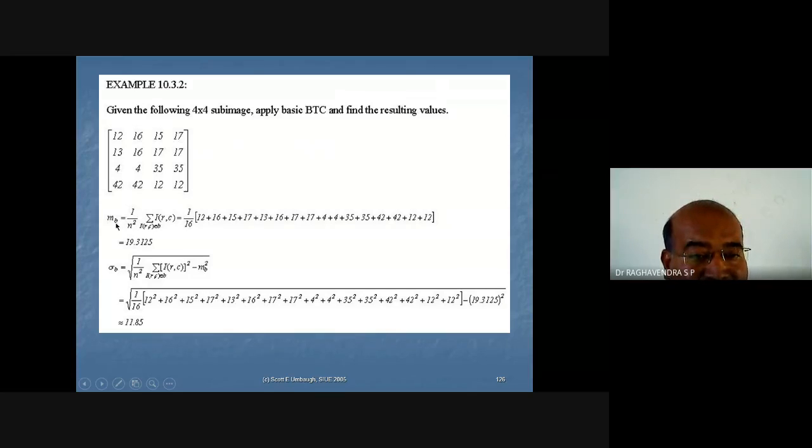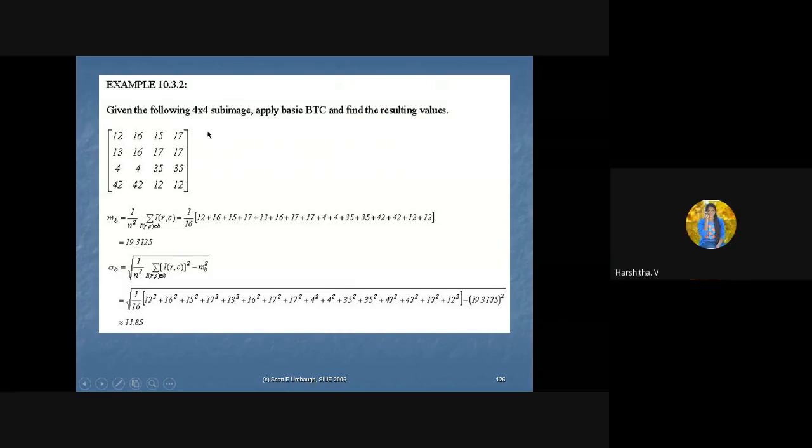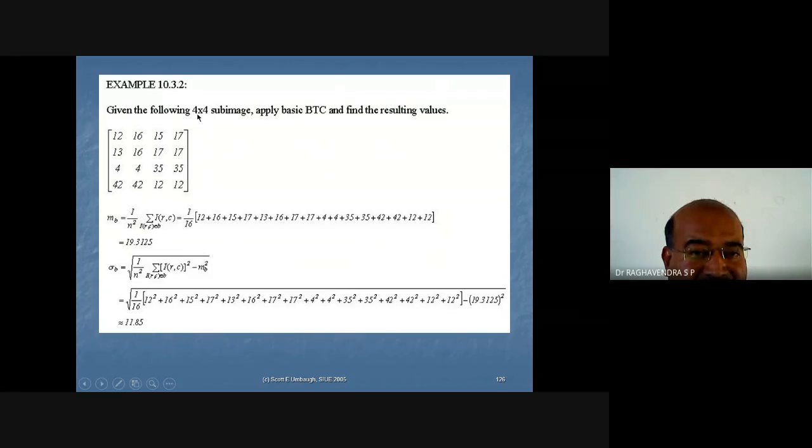So what is the formula for the mean? MB, the block mean, is equal to 1 by n square into the summation of the grade levels. What is n here? 4, because it is n cross n, which is 4. So 1 by n square is 1 by 4 square, which is 1 by 16. Next, the summation of all the grade levels: the first value is 12, next 16, 15, 17, 13, 16, 17, and so on up to 42, 12, 12.